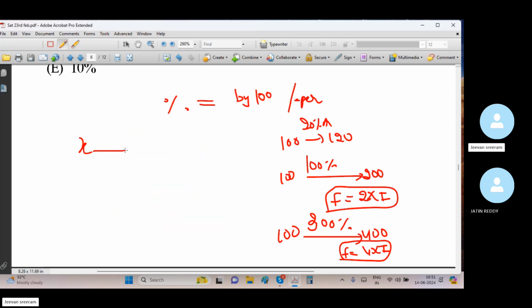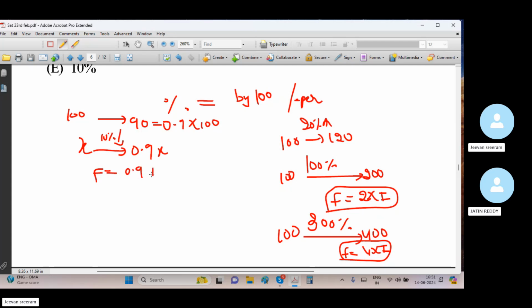Example: X is there, with a 10% reduction. What is its final value? It is not minus 0.10. There won't be any negative, buddy. Initially, if it is 100, it is going to be 90. 90 can be written as 0.9 times 100. So 0.9 times X. So the final value is always 0.9 times the initial value if there is a 10% reduction.